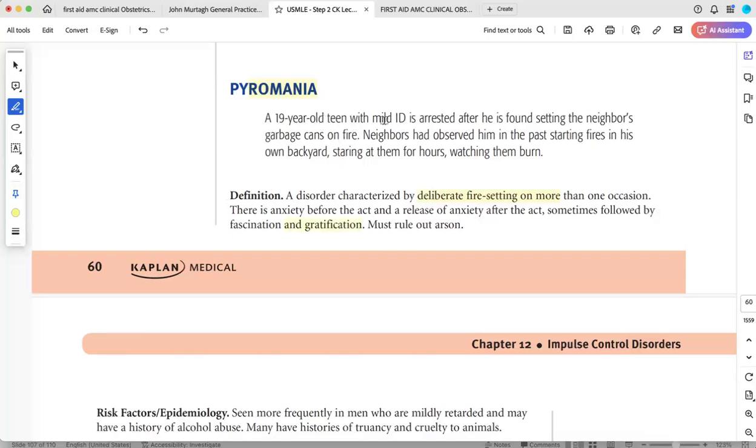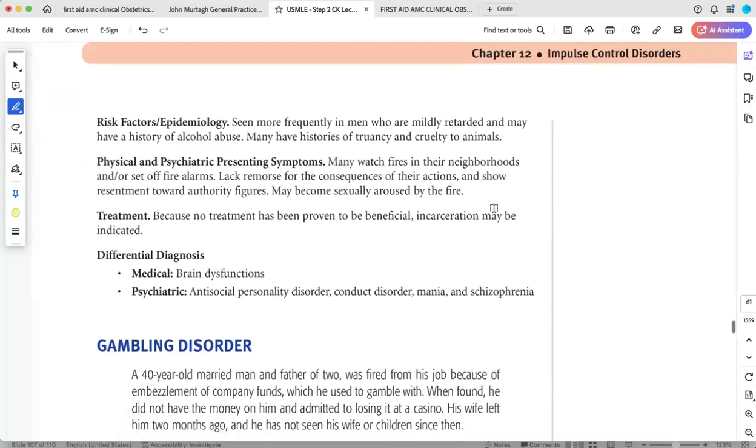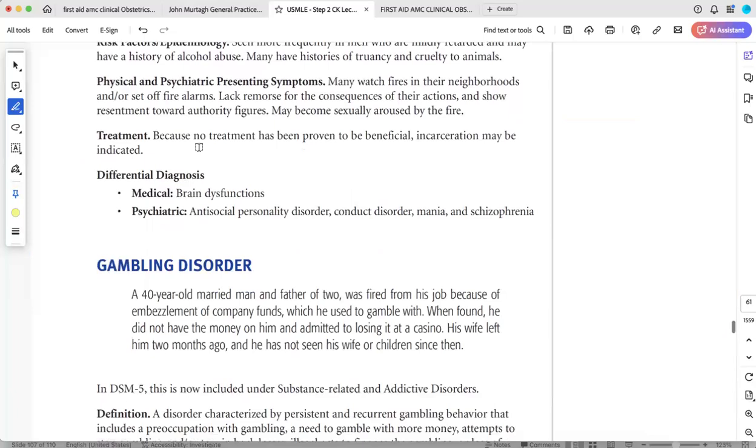A 19-year-old teen with mild intellectual disability is arrested after he is found setting the neighbor's garbage can on fire. Neighbors had observed him in the past starting fires in his own backyard, staring at them for hours, watching them burn. So these are patients who get an urge or impulse to set fire. Treatment: there is no treatment which is beneficial. Incarceration may be indicated if the patient sets fire to everything.